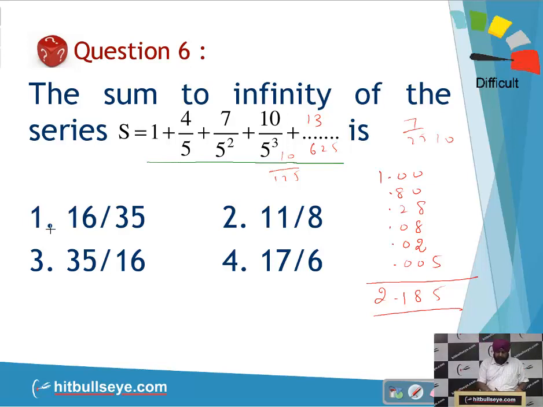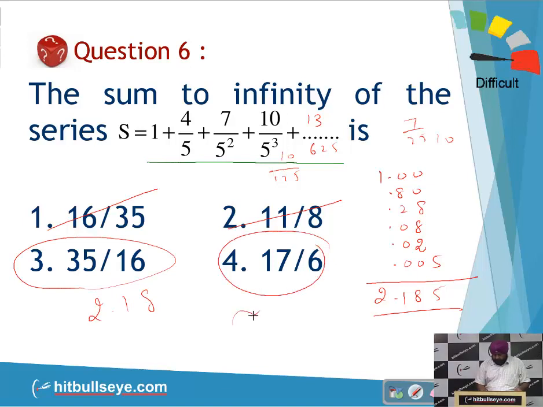First option 16 by 35, no way. 11 by 8 is 1 point something, no way. 35 by 16 is 2.18. 17 by 6 will be nearing 3, but it will not be the answer, as the remaining terms will not give us so much sum that we should reach 3. So 35 by 16, 2.18, is the answer. Hopefully you see this is a powerful method, but one requisite is you should be good at calculations. The simple solution of AGP is putting the terms into decimals and then adding. This works most of the time.